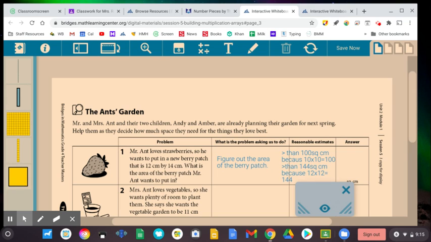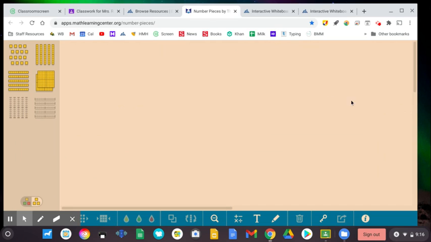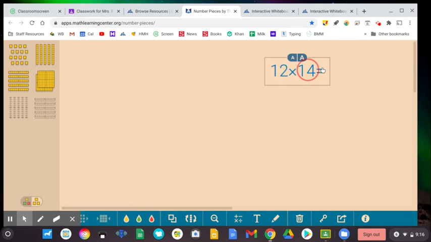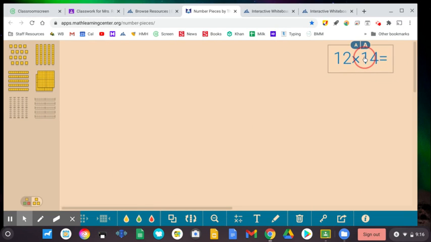Now we have to actually figure this out. So I'm going to use our number pieces so I can figure this out for you. Let's first of all think of what our equation needs to be. And that is 12 times 14 equals. That's what we're working on. So let's move this off to the side and we'll worry about that later.